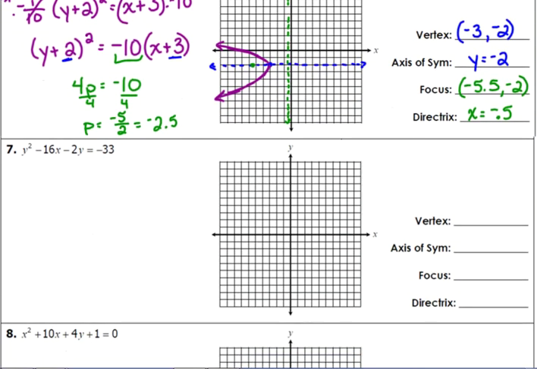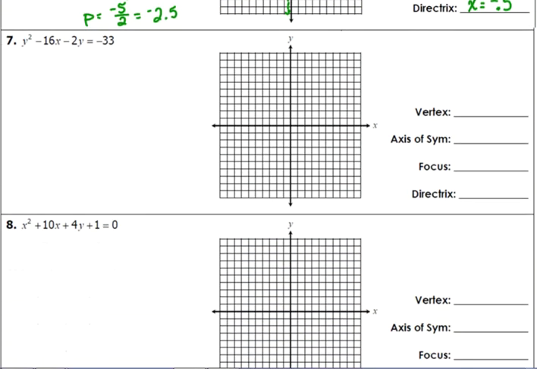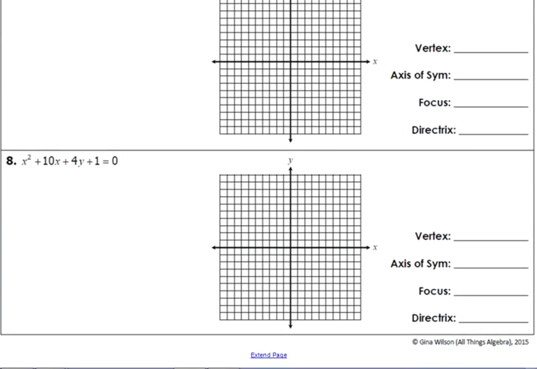All right. Let's look at an example where we need to complete the square. Let's look at number 8. We have x squared plus 10x plus 4y plus 1 equals 0. First thing I want to identify for myself is, am I going to be vertical or am I going to be horizontal? It all has to do with which variable is squared. X is squared, so this is a vertical parabola. This is more of what we're used to.